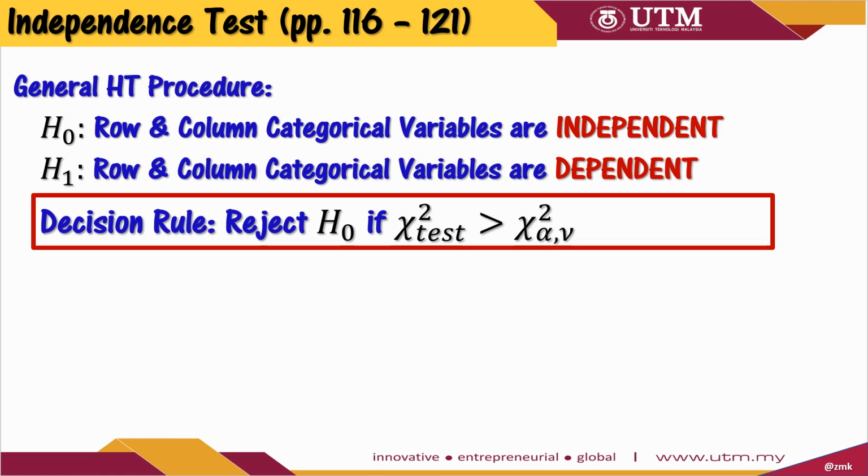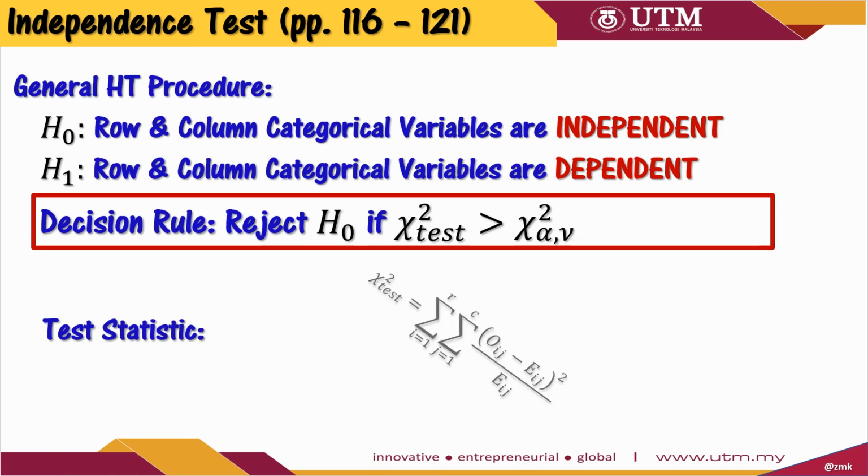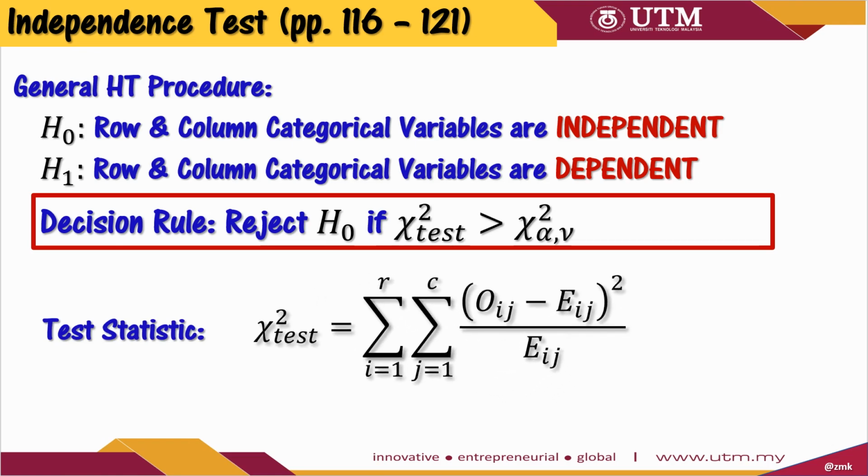Now, what is the definition of chi-squared test statistic in an independence test? It is defined as the sum of squared differences between Oij and Eij divided by the respective Eij, summed over all ith rows from 1 to R and jth columns from 1 to C. This formula is stated in the statistical table booklet, page 3.